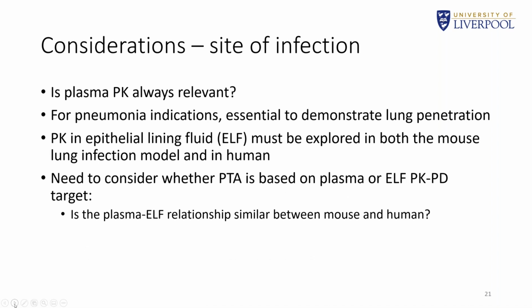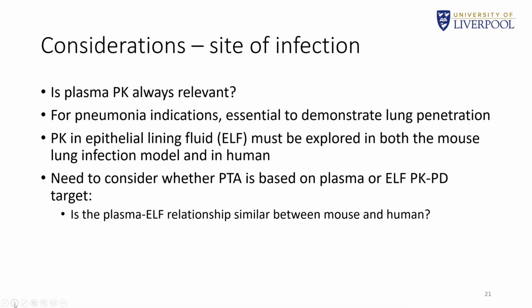So then we have to think about our site of infection. Generally we measure PK in the plasma. It's easier to get samples and we can get serial samples, particularly in human. However, we do need to consider whether plasma PK is always relevant. Particularly if you think about a pneumonia indication, it's important for us to demonstrate that we get sufficient lung penetration. One of the ways we do this is we measure PK in epithelial lining fluid as a surrogate for lung tissue exposure. But if we're going to do this, it's important for us to understand the PK in the ELF, both in the preclinical model, in your mouse model, and in human. What we're trying to understand here is whether that relationship between plasma and ELF is similar across both models, because we want to understand if it's relevant to use plasma PK.